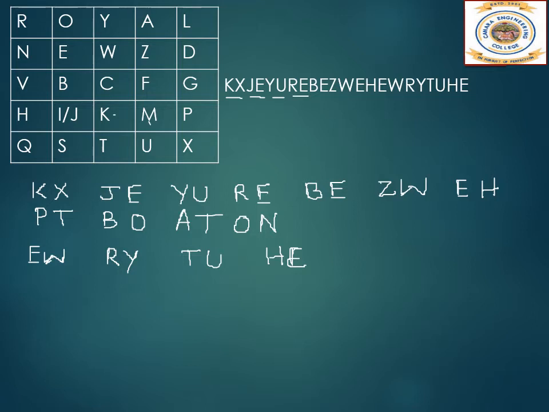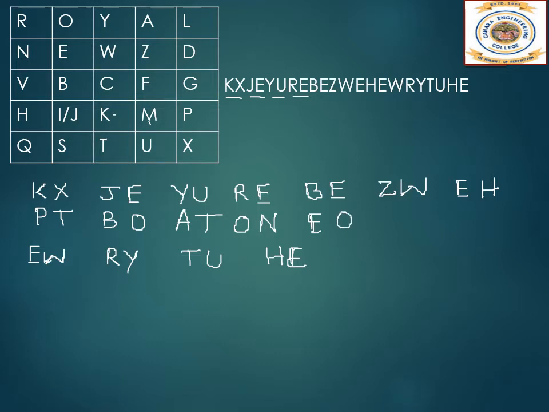For B, E. Next, B and E are again in the same column. So we have to go one step backward. For B, the same row, I have to write it as E. And for E, I have to write it as O.